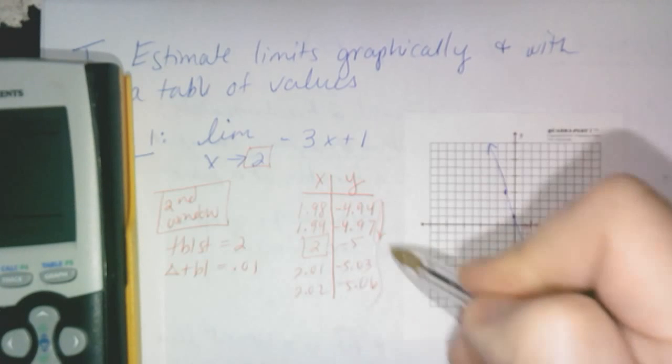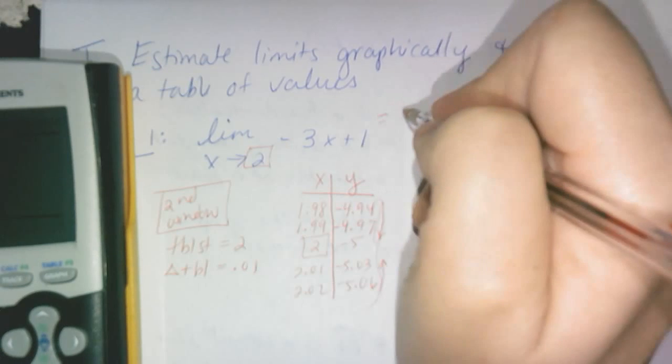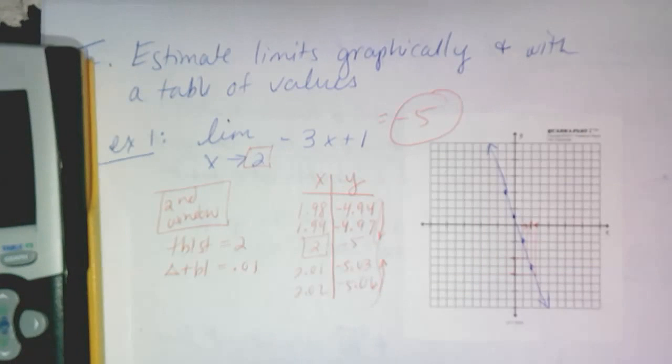What does it look like I'm approaching, guys, from this direction? Negative 5. And again, some of you already saw that. Some of you already figured that out. What did you do to just figure out, well, couldn't we have just done what?